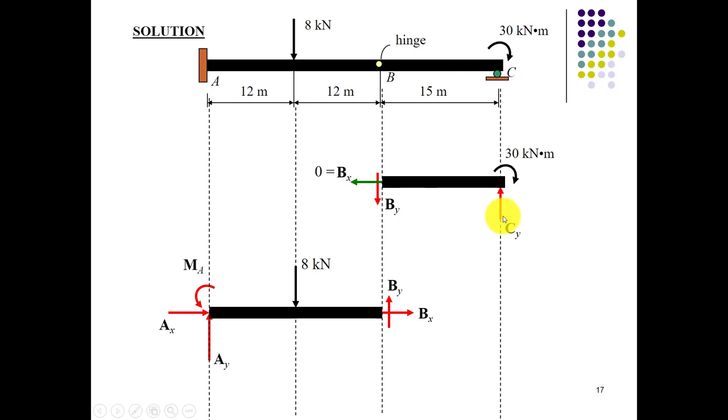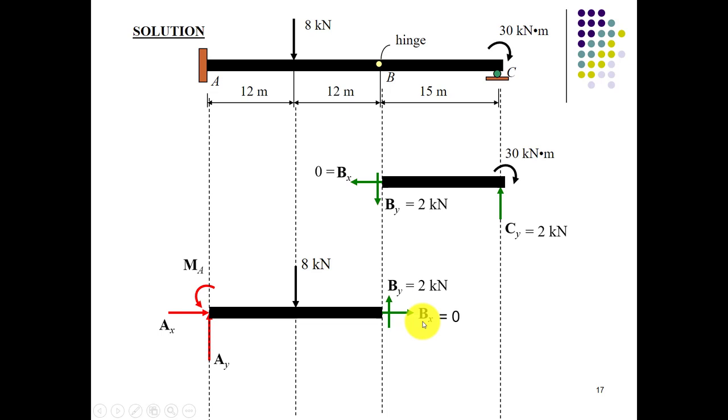Minus 2 would be the downward direction, plus 2 the upward direction. We can assign the direction of reactions based on the external moment. Whatever the direction of the external moment is, you translate that moment in the opposite direction by making the couple. So the reactions would be 2 and 2, one downward and one upward. This reaction would be transformed into this By with upward direction because of a property of a hinge, and there is no Bx.